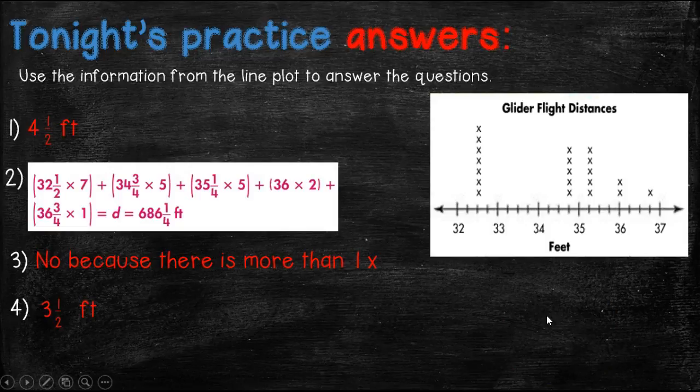Okay, the answer to number 1 is 4.5 feet. The answer to number 2 is right here. It equals 686 1/4 feet. You don't need to worry about the D if you didn't have that, but you do have to have all of this up here. Number 3, no, because there is more than one X here, so it would not be an outlier. If there was just one X, it would be an outlier. And number 4, the answer is 3 1/2 feet.